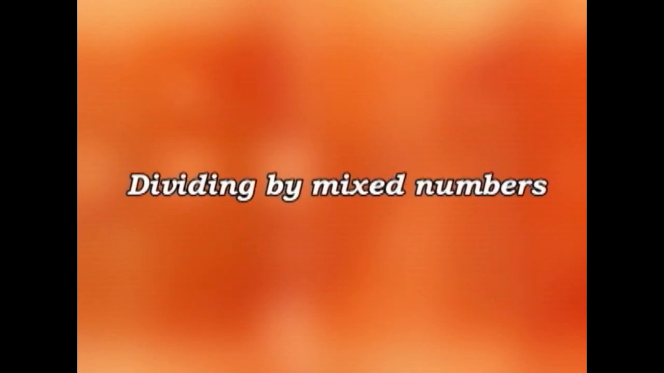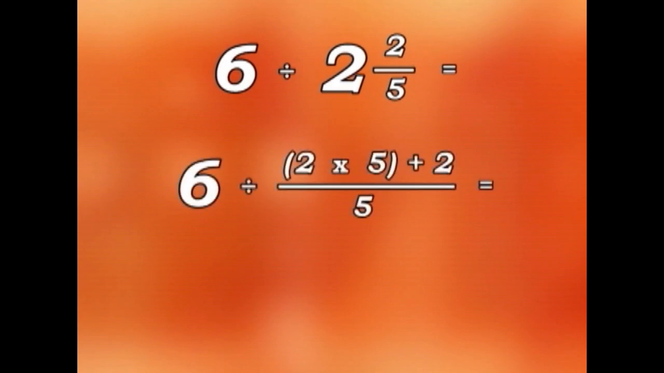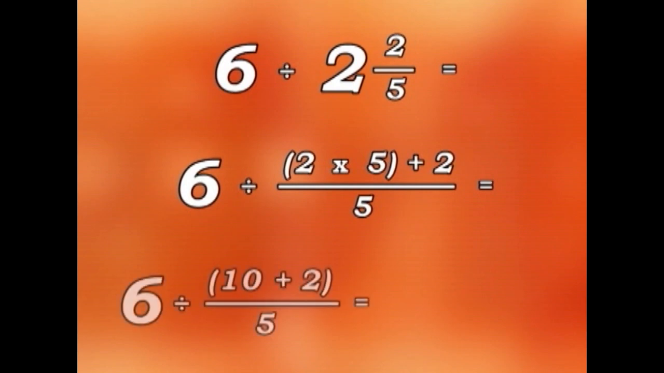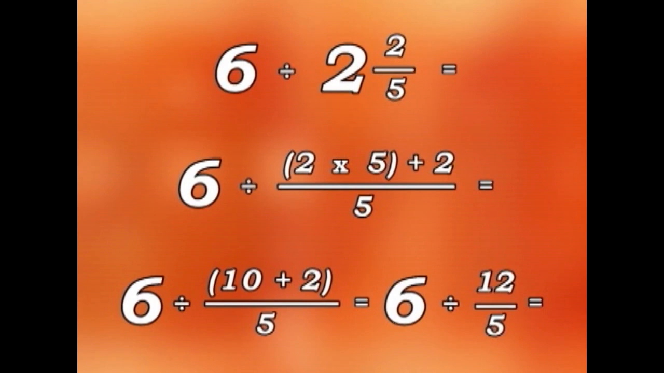Now if we divide by mixed numbers, for example 6 divided by 2 2/5, we first make the 2 2/5 into an improper fraction. So we get 6 divided by 2 times 5 plus 2. That's 6 divided by 10 plus 2/5, which is the same as 6 divided by 12/5. We multiply by the reciprocal, which becomes 6 multiplied by 5/12.